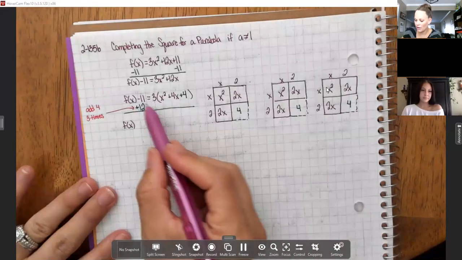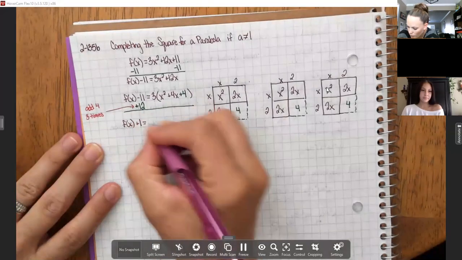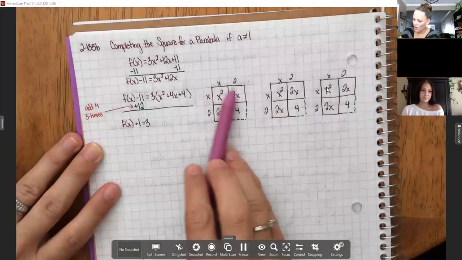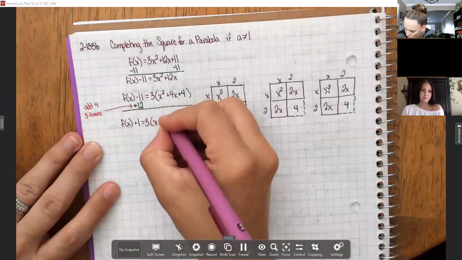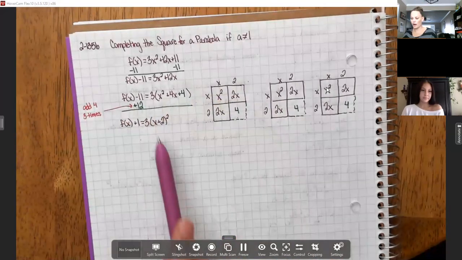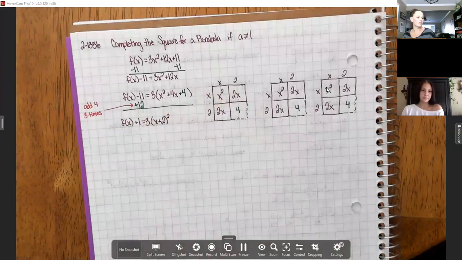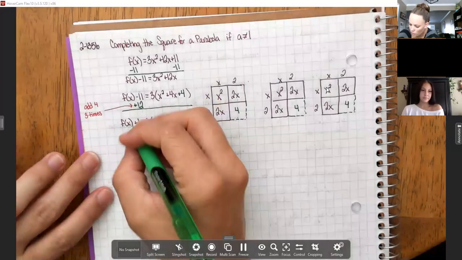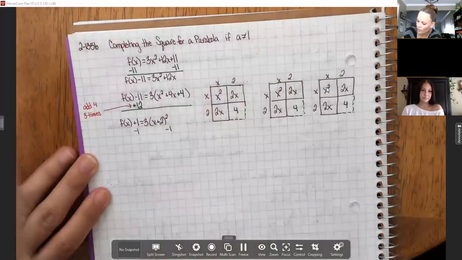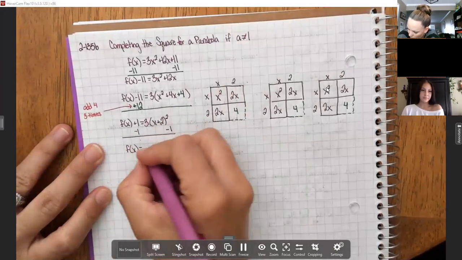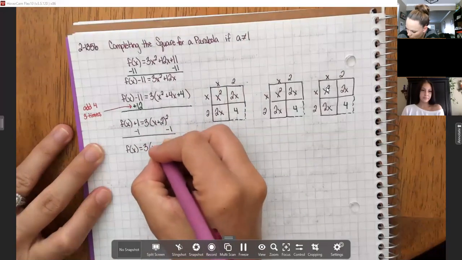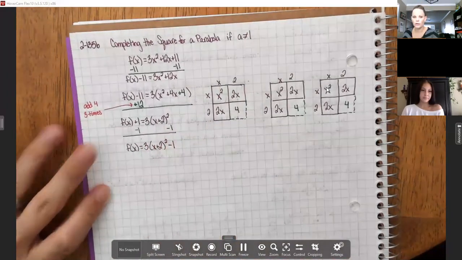So f of x, we had negative 11 plus 12. We now have plus 1 equals 3. And then we added the 4 so that we can write this as a square. 3 times x plus 2 squared. Just write it as the outside of your box. And the last thing is going to be to get f of x alone. We have f of x equals 3 times x plus 2 squared minus 1.